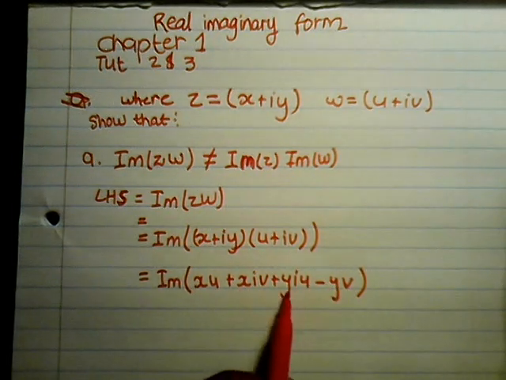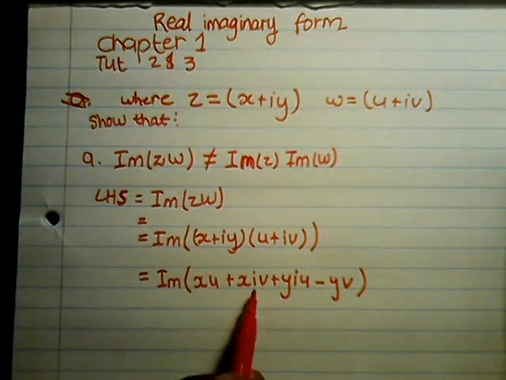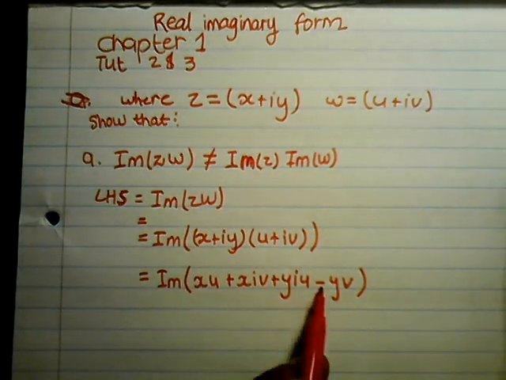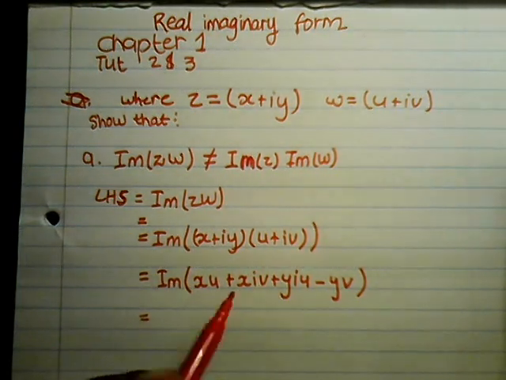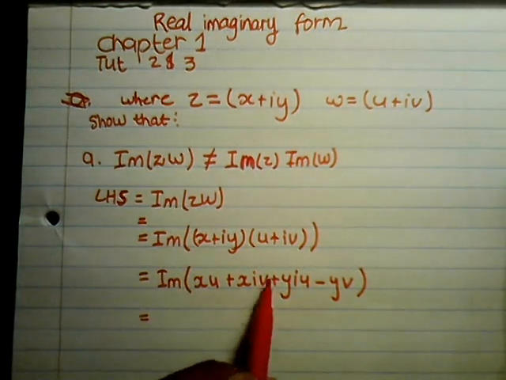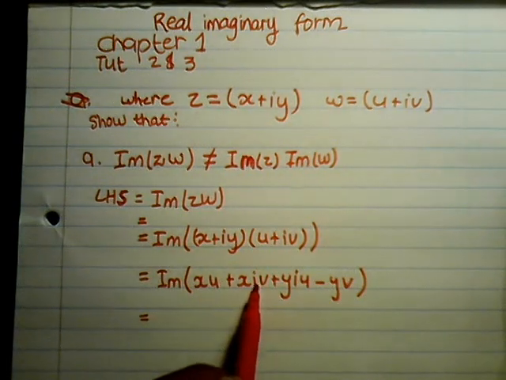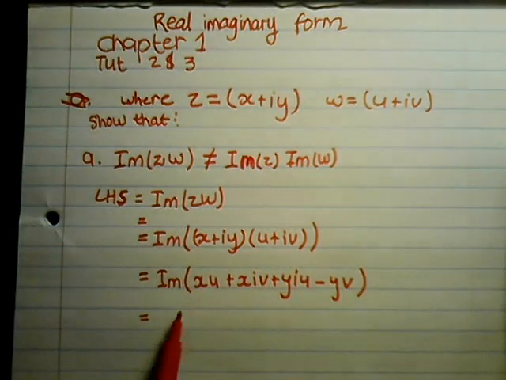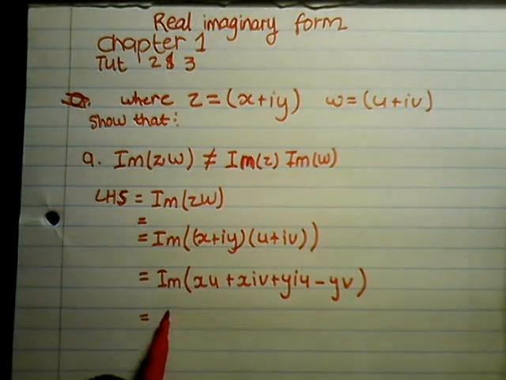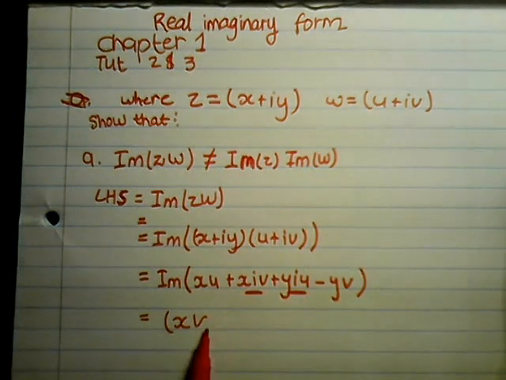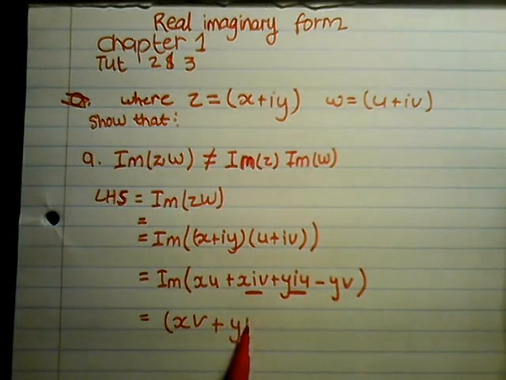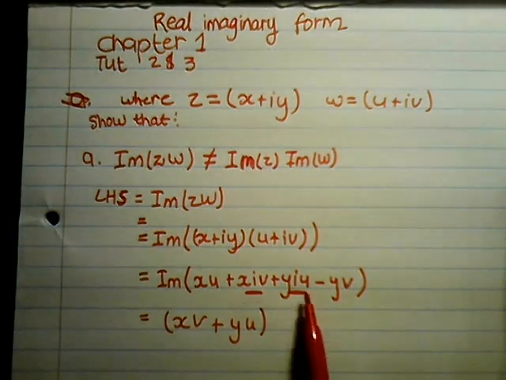So we want the imaginary part of this thing. The imaginary part is those terms which contain i. So in this expression we have xv plus yu. So this is the imaginary part of this thing here.